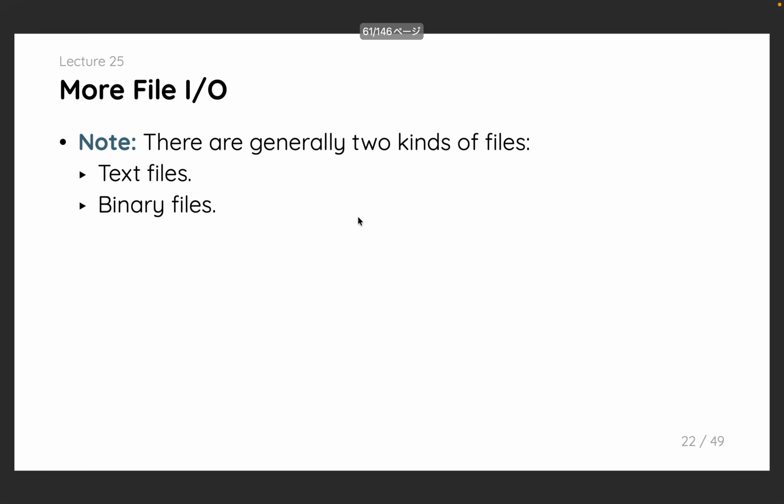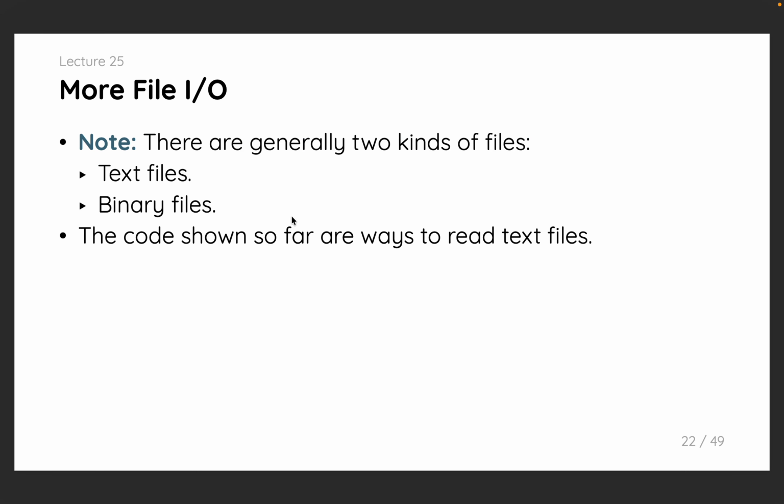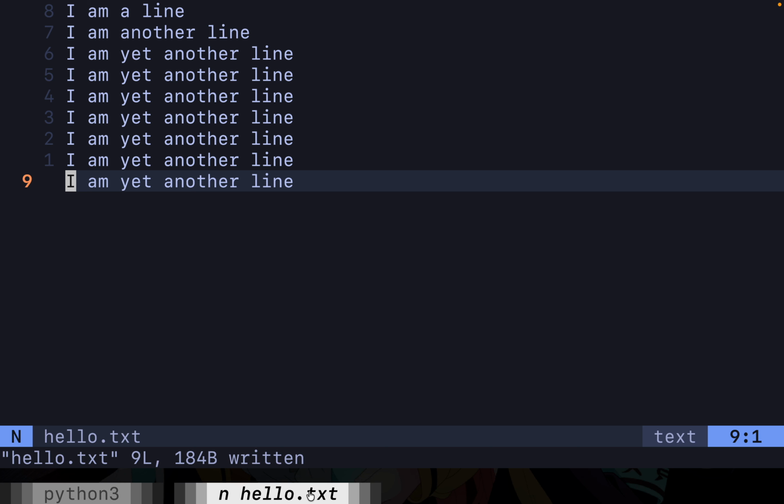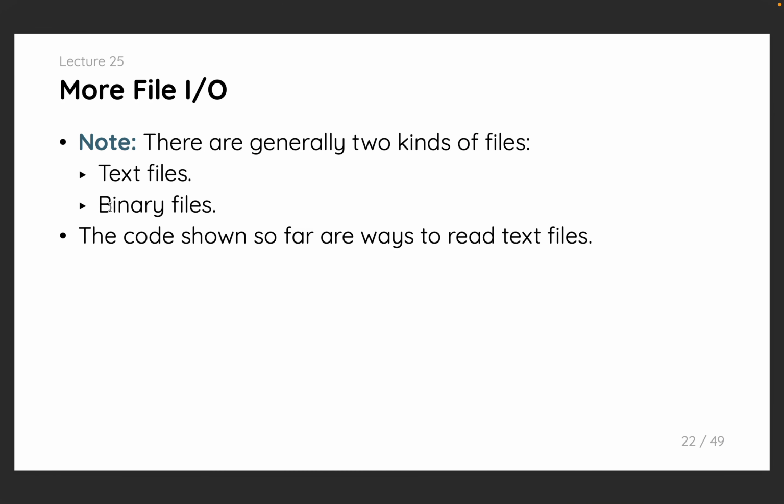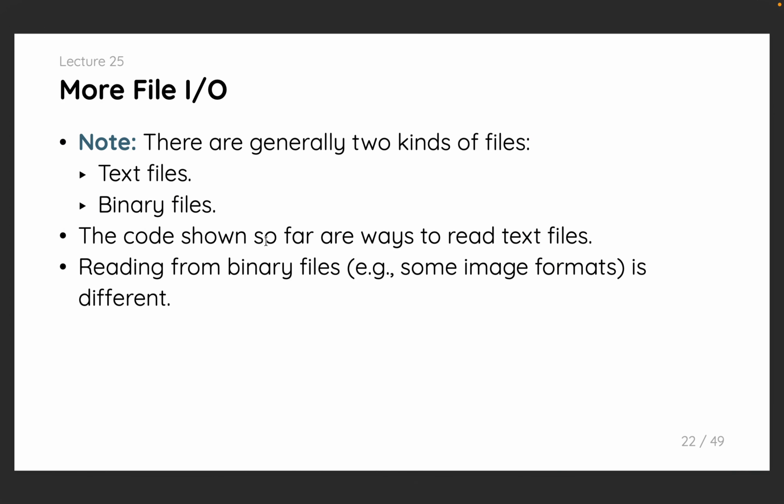Okay, so speaking of files, there are generally two kinds of files that we work with as programmers: text files as well as binary files. So far, we have been reading text files. This is a text file since it contains normal characters. Binary files, as you can tell, are using binary. So for that, it's a slightly different process.